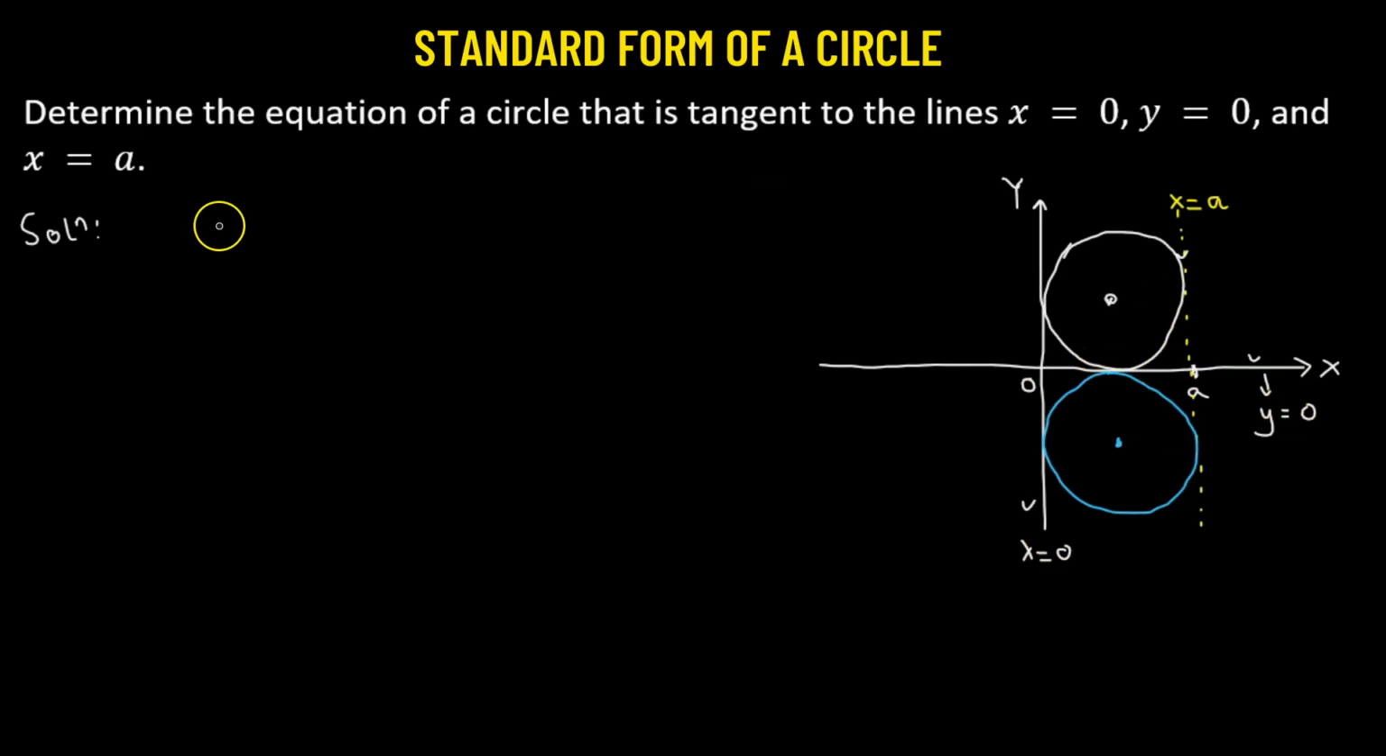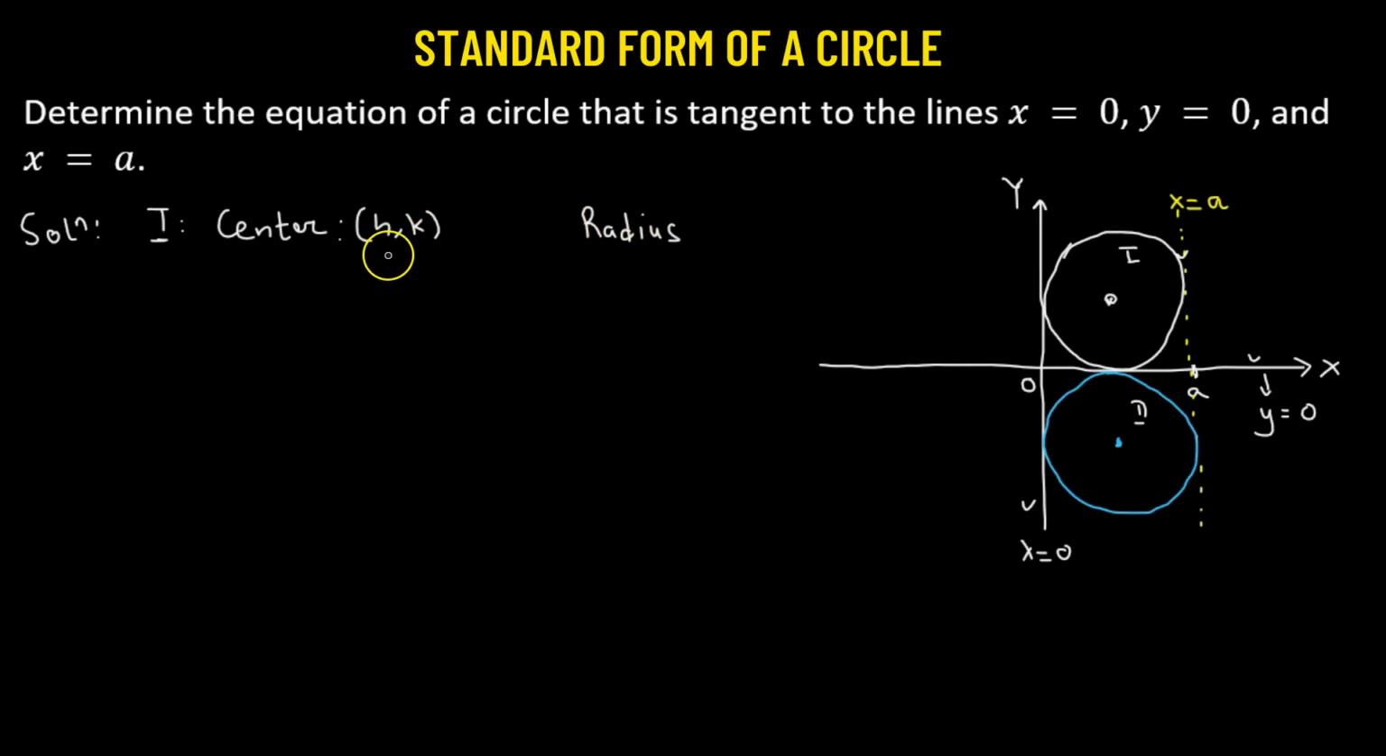So let's begin with the upper circle. We're going to call the upper circle 1 and the lower circle 2. Let's start with number 1. In order to find the equation of a circle, there are two pieces of information that we need. We need the center of the circle, which is the coordinate h, k, and we need the radius of the circle as well.